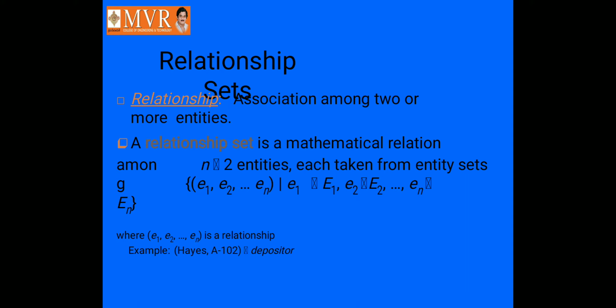A relationship is an association among two or more entities. A relationship set is a mathematical relation among entities, each taken from the entity sets E1, E2 up to En, where E1, E2 up to En is the relationship. For example, here the customer is related with the depositor table.